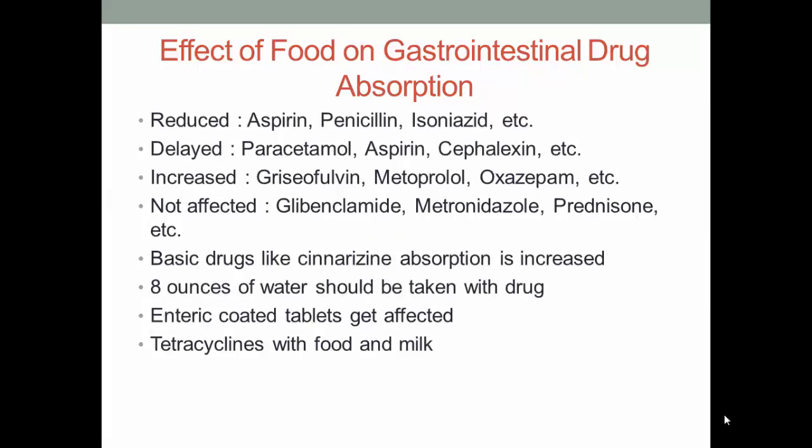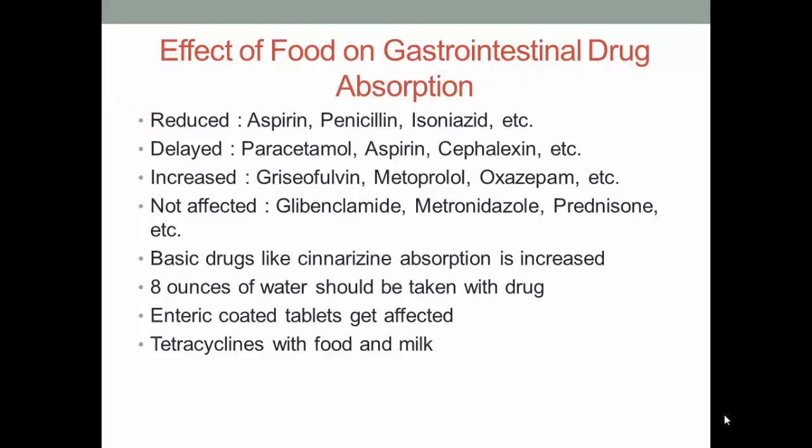Now, the effect of food on gastrointestinal drug absorption. The food you take affects the drug absorption. Whether the drug is taken before the meals, after the meals, or during the meals, the drug absorption varies according to different conditions. In the presence of food, drugs like aspirin, penicillin, isoniazid, etc. have decreased gastrointestinal drug absorption.